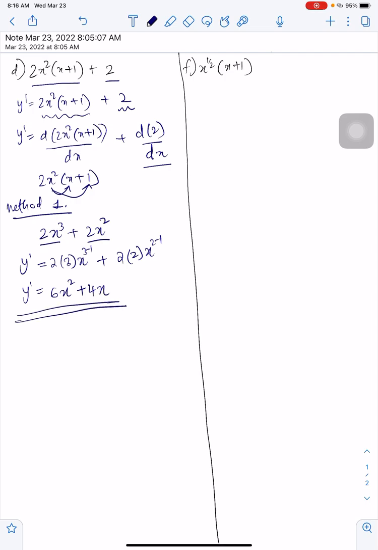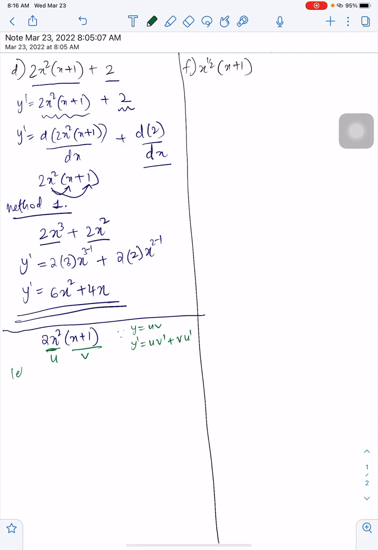Now method 2 is the uv method. When you have 2x squared times (x plus 1), you consider the first function as u and the second function as v. By the formula, when y equals uv, y dash is equal to u differentiate v plus v differentiate u. So let u is equal to 2x squared, v equals x plus 1. So u dash is equal to 4x, v dash is equal to 1 plus 0, because this will give you 1 and this will be 0. So v dash is equal to 1.